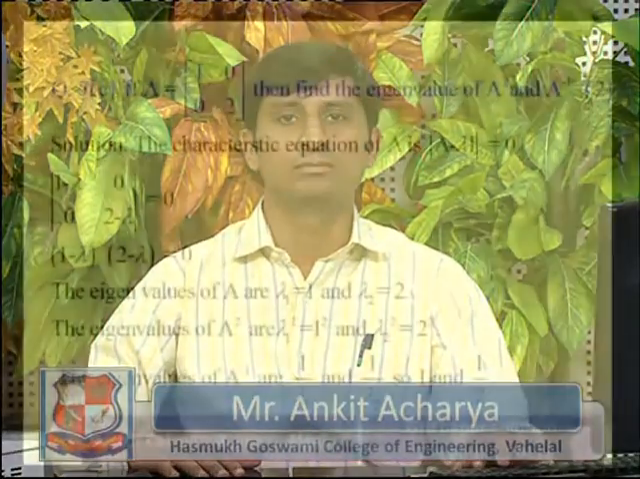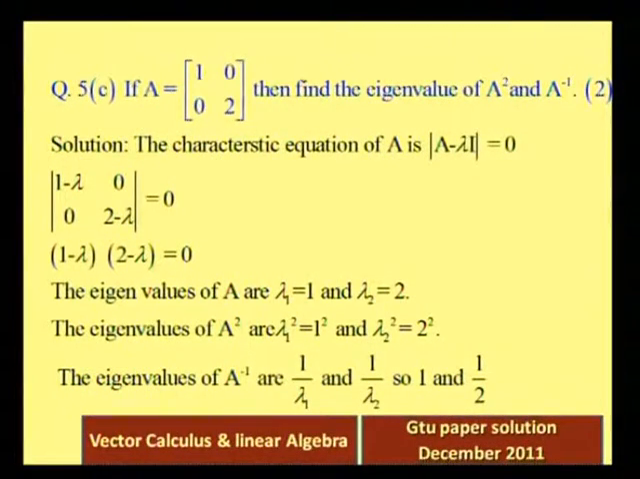Question number 5C. If A is equal to [1 0; 0 2], then find the eigenvalues of A square and A inverse. This question carries 2 marks. Again, this is a triangular matrix, so you can directly write down the eigenvalues: 1 and 2. Using the definition, you can also find the eigenvalues.